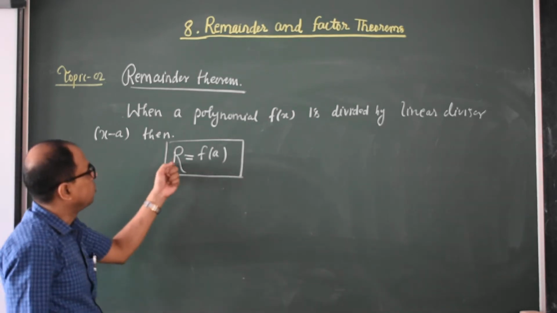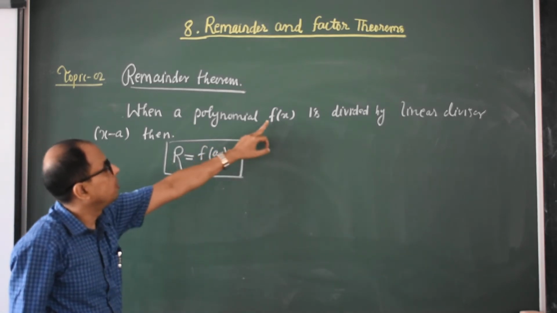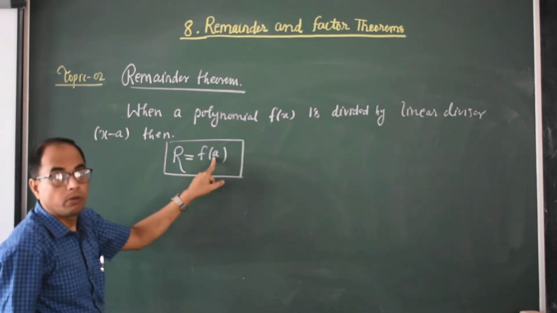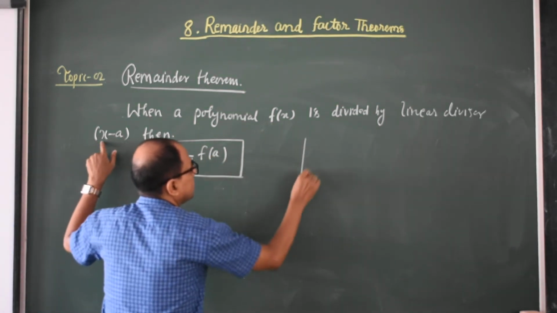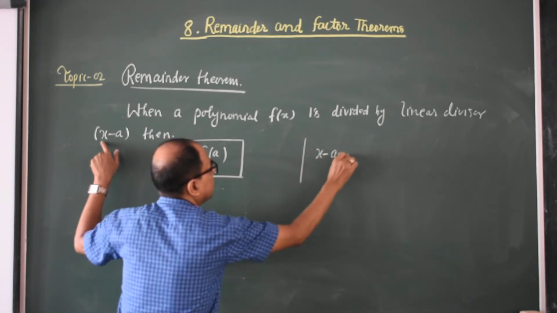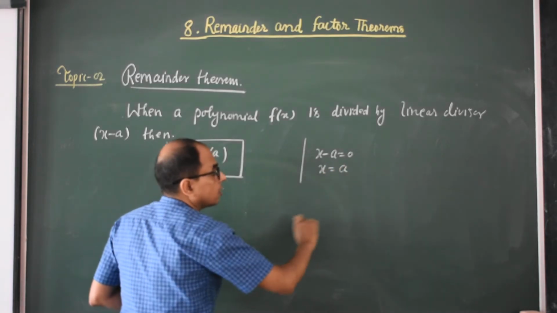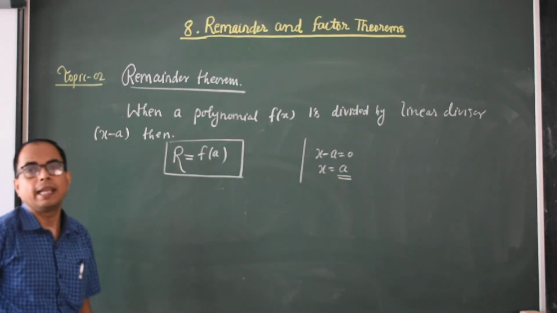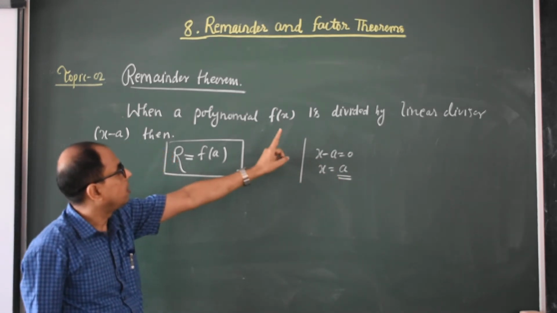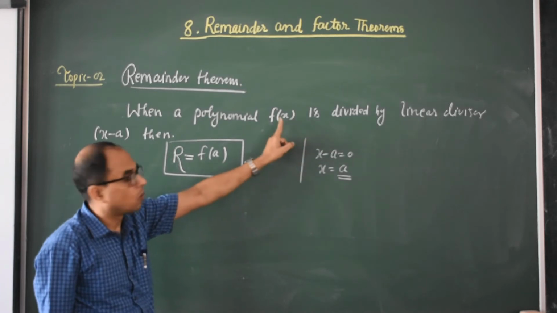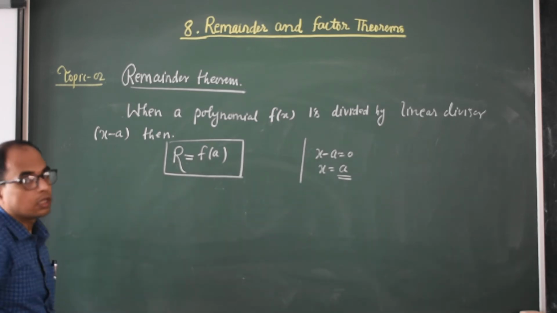Now here I have used R for remainder. What is the meaning of f(a)? It is the value of the polynomial at x equal to a. And what is a here? Put the divisor equal to 0 and you get the value of x from there. This value is denoted by a. Whatever value you get, put that value of x in the polynomial, and it will give the value of the remainder. So this theorem is called the remainder theorem.